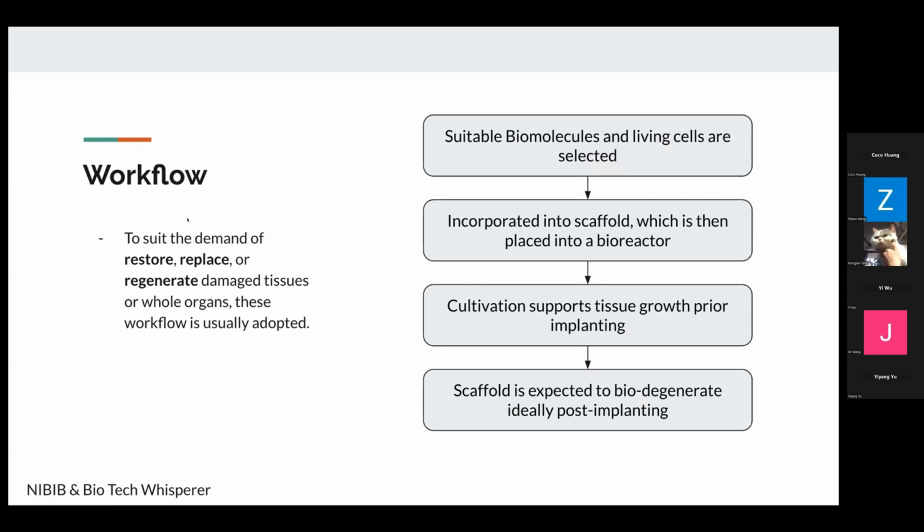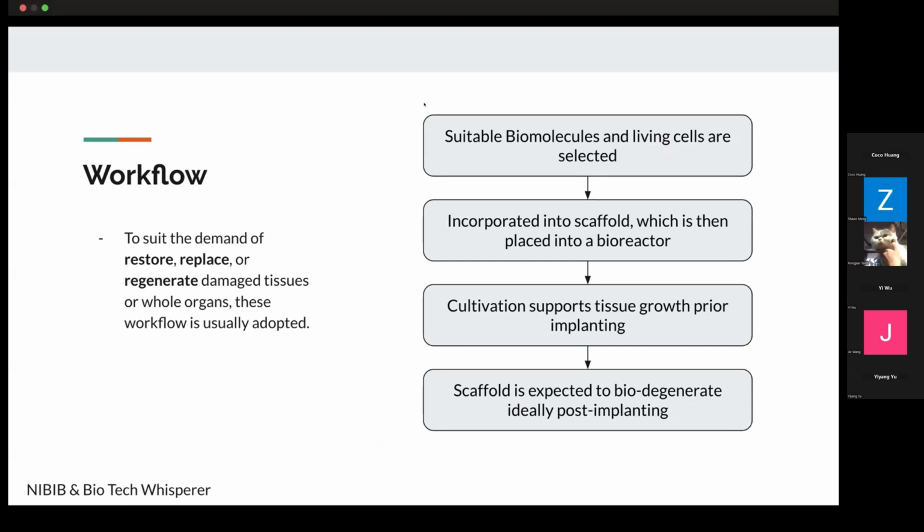So to suit the demands of restoring, replacing, or regenerating damaged tissues or whole organs, the workflow on the right is usually adopted. So suitable biomolecules and living cells are selected, and then they're incorporated into scaffolds, which are then placed into a bioreactor to grow. Cultivation supports tissue growth prior to implanting. And lastly, the scaffold is expected to biodegrade, ideally post-implanting into the patients. And that is the basic workflow of tissue engineering.